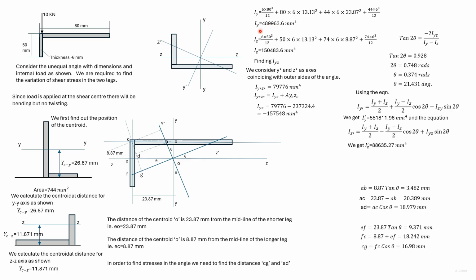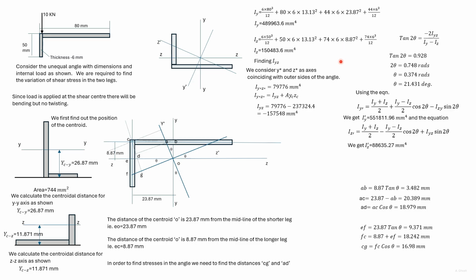Next, we determine Iy and Iz. After that, we determine Iyz. We consider Y star and Z star, which coincide with the outer sides of the angle, as two axes. Then we find I Y star Z star. We find Iyz using the parallel axis theorem. Here A is the area and Yc and Zc are these two distances. Here we have obtained the value.